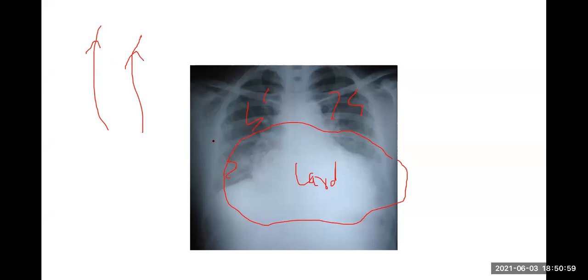And also you might see these very small horizontal lines in the fissures. Those are called Kerley B lines. Kerley B lines.